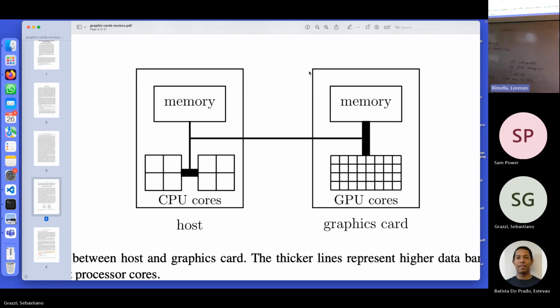So the first naive parallel algorithm. Sorry, if you have any question, or if you want to say something, please interrupt me. The first maybe naive Monte Carlo algorithm is importance sampling. It's naive because the parallelization is really trivial.